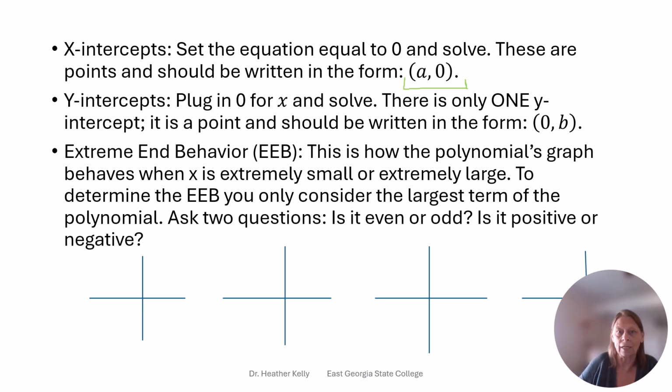So here, an x-intercept should be written as the number, comma 0, and a y-intercept as 0, comma the number. I also point out that there could be multiple x-intercepts, but there can only ever be one y-intercept, for the reasons which I just explained. And then I want to talk a little bit about this extreme end behavior.